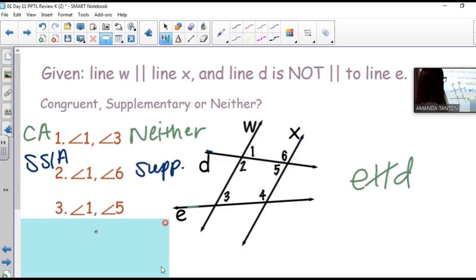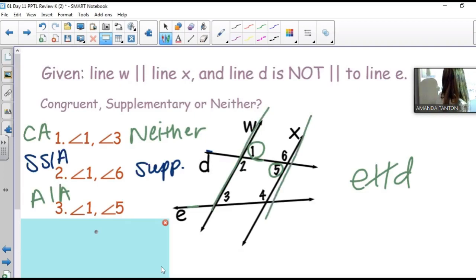1 and 5. Vocab word, that's how we always start these things. Alternate interior angles. The question is, can we use a theorem or can we not use a theorem? To find out, you take a look and see, oh, yeah, we're using W and X again. W is parallel to X, so we can use the theorem. Alternate interior angles are congruent if our lines are parallel.